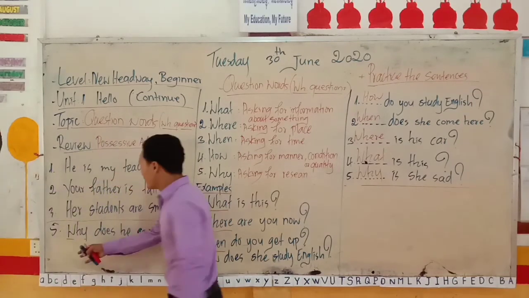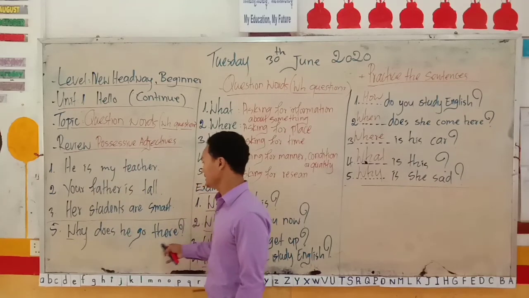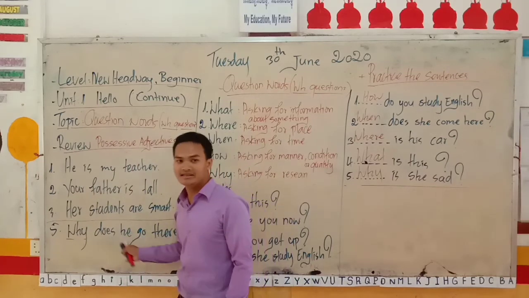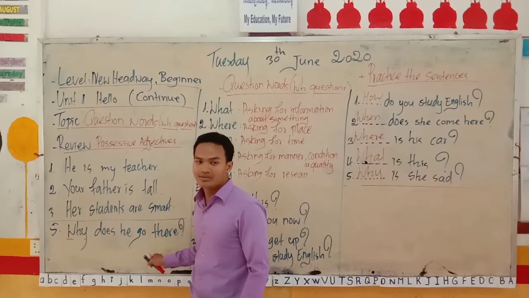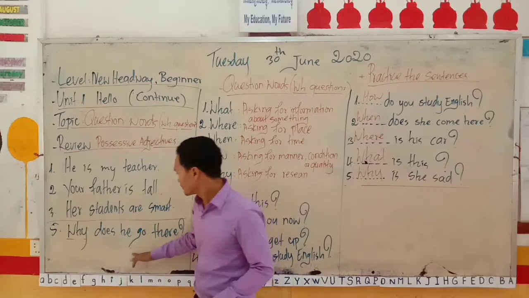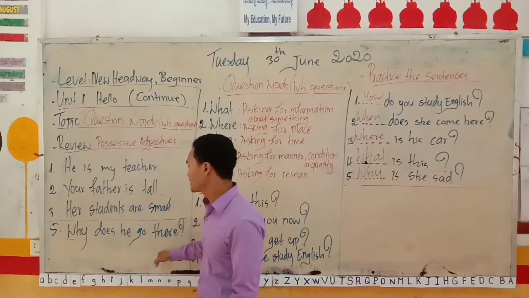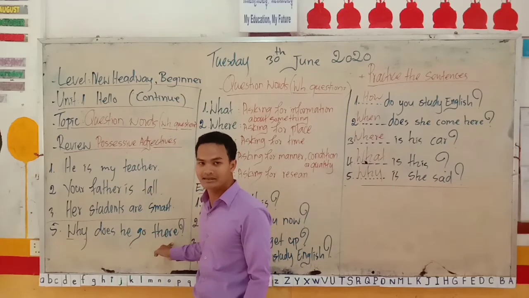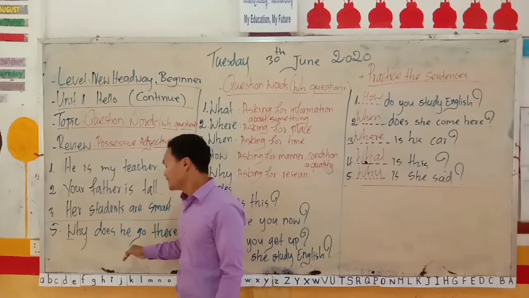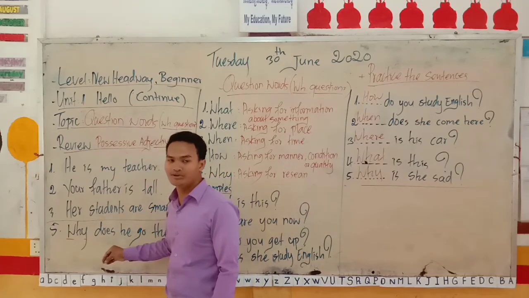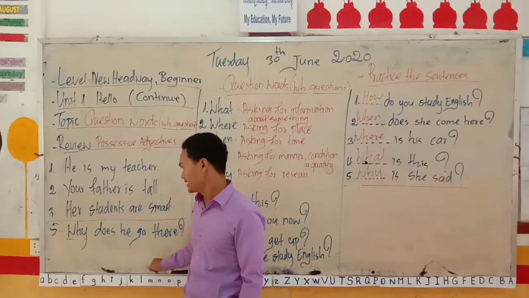Okay, last example. Why does she go there? Why does she go there? She goes there by, oh, see. Why does she go there? Because she wants to meet his friend. She wants to visit Uncle Wood like that.